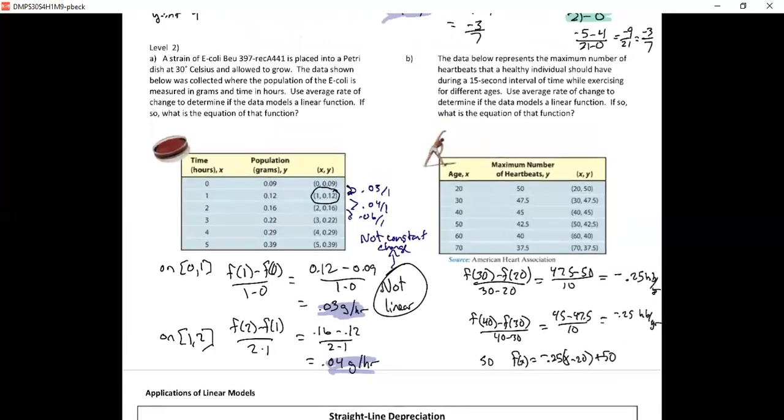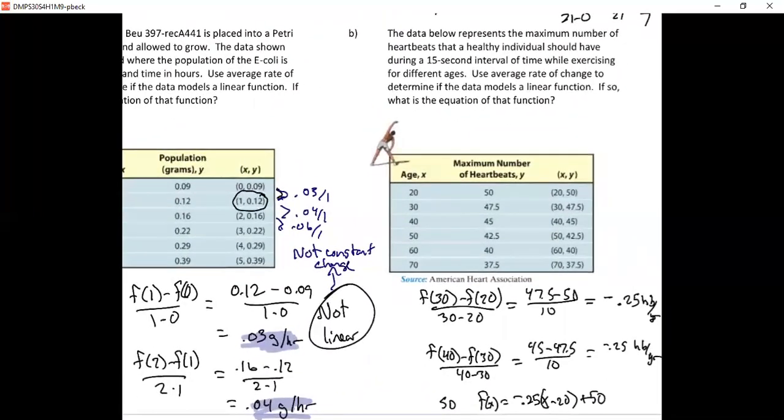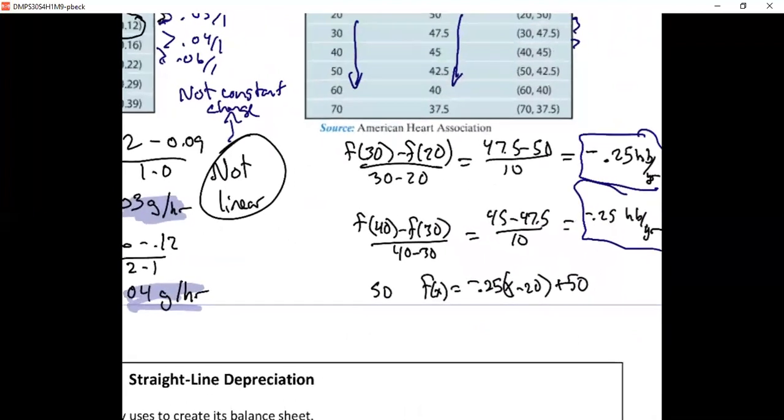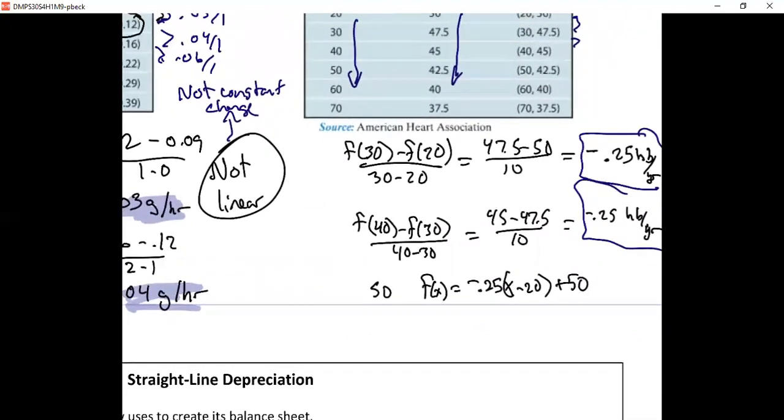For part B, we have data below that represents the maximum number of heartbeats a healthy individual should have. So what we did was we at least looked at these two and then looked at these two. You can sort of follow a pattern because X changes in a nice pattern, Y is going to be decreasing in a nice pattern as well. And because of that, it looks like we should have a constant average rate of change, which we do. We see that by these two expressions, and then come up with a linear function for that. And if you notice, I put this in point slope form because point slope form is a legitimate form of a line.